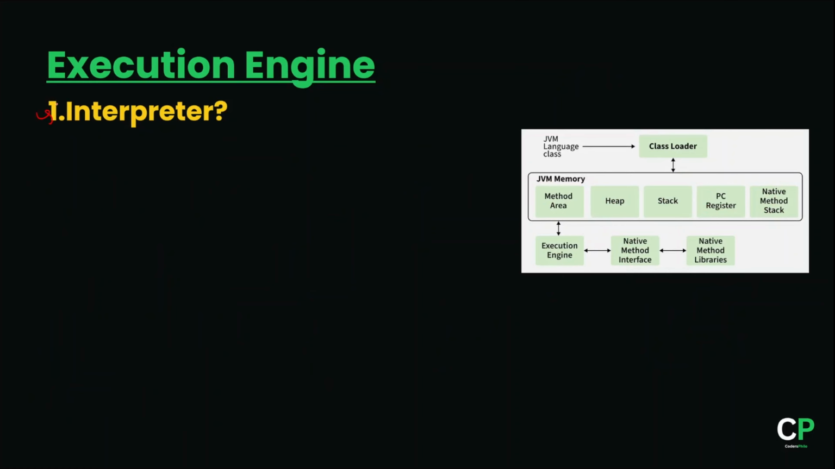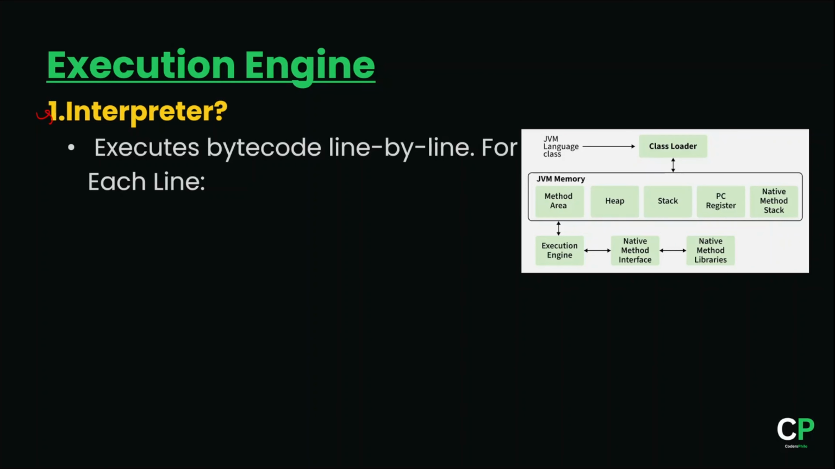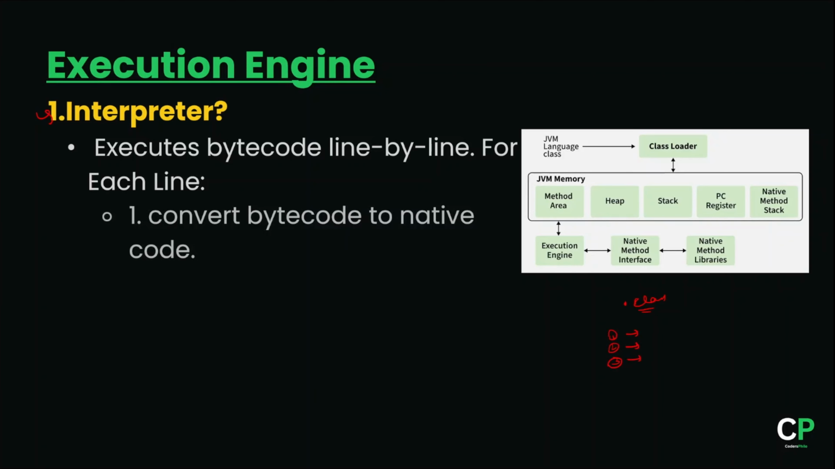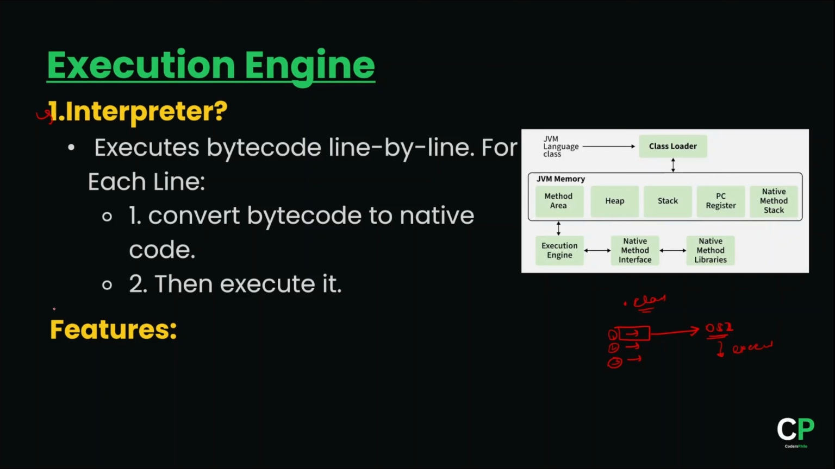What does the interpreter do? As we already know, the interpreter executes the bytecode line by line. For example, here is our .class file, and in the .class file there are different lines, like line number 1, line number 2, line number 3. For each line, the interpreter takes the line, which is currently in bytecode format, converts it into 0s and 1s, that is native machine code, and then executes it. So it converts the bytecode into native code and then executes it. What is the feature? It is very slow, but it is simpler.